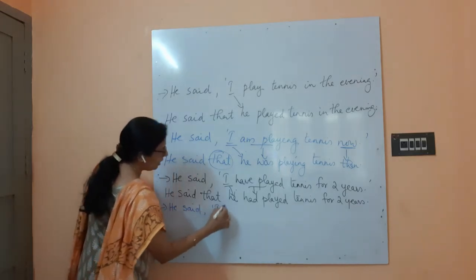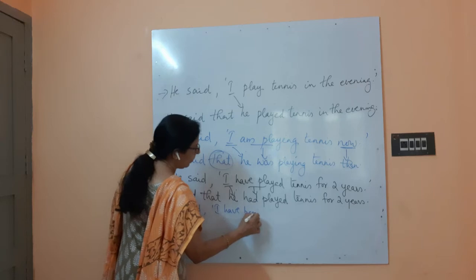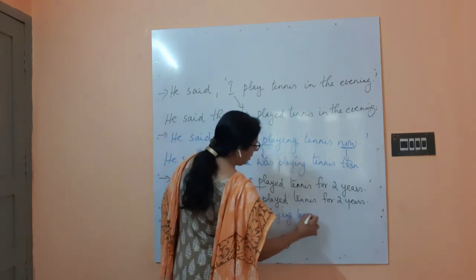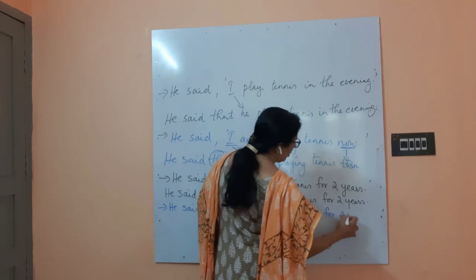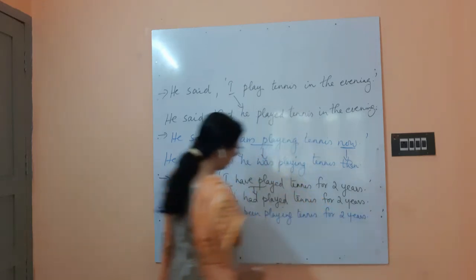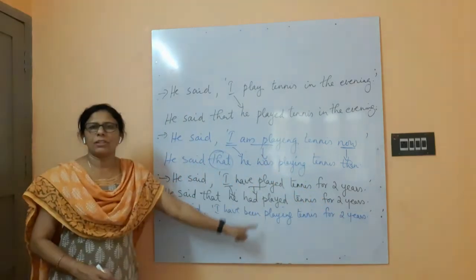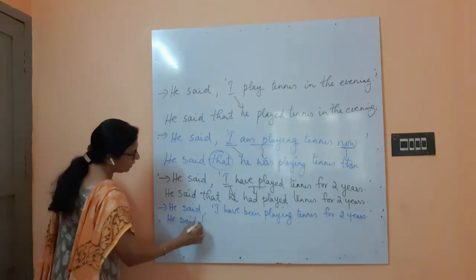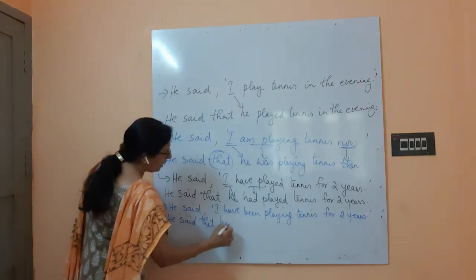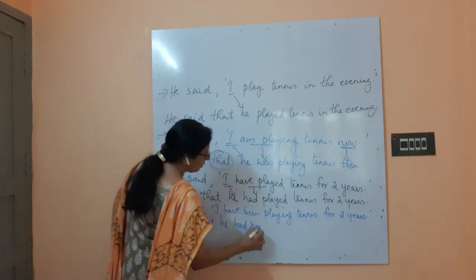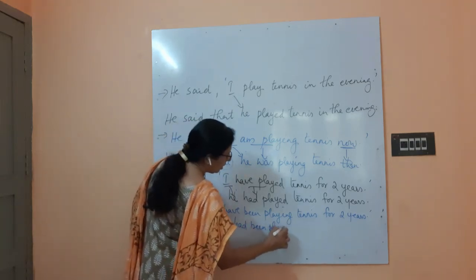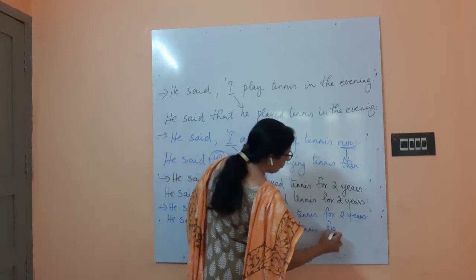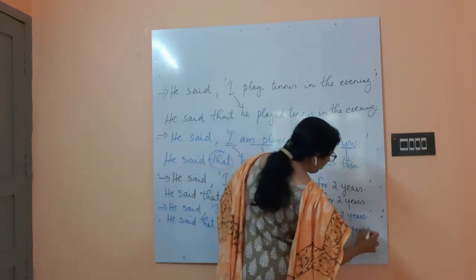He said, I've been playing tennis for 2 years. Instead of present perfect, here we have present perfect continuous. So how will you change that? He said that he had been, present perfect continuous to past perfect continuous. He had been playing tennis for 2 years.